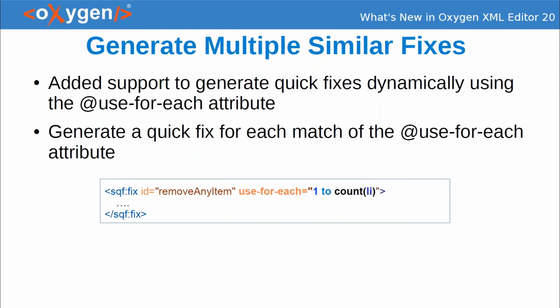Another feature that we added on the Schematron quick fixes is that you can generate multiple similar fixes dynamically using this use for each attribute. This is useful when you have a set of values that you want to refer from your document, and you don't want to create a quick fix for each value. You can generate all the quick fixes very easily using this use for each attribute. I'll show you a simple example.